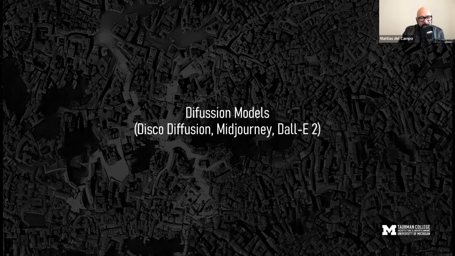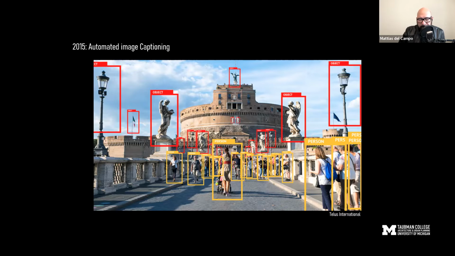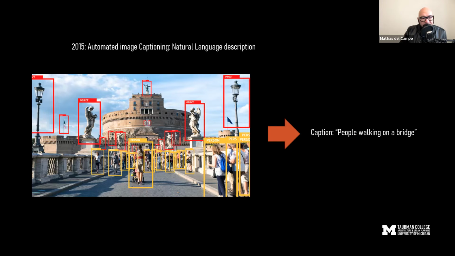Let me quickly explain how these diffusion models actually operate. Things like Disco Diffusion, Stable Diffusion, Midjourney, DALL-E 2, they all work the same way, and they have the same history, so to speak. And it all started with so-called automated image captioning in 2015. What happened in 2015 was that there were enough annotated images, for example, images that said, this is a dog, this is a car, this is a person, this is a chair, et cetera. So individual annotated images of things, there were enough there that somebody came up with the idea and said, well, maybe we can train a neural network to recognize the whole scene and create an automated caption of that image.